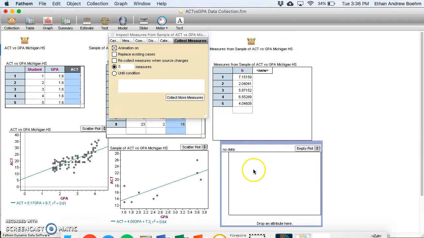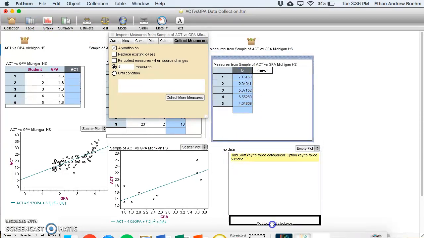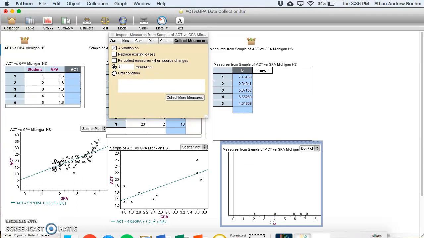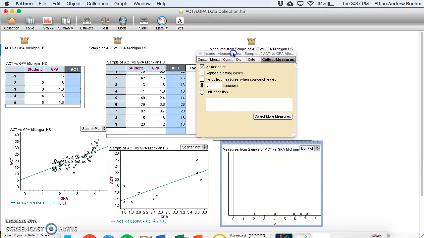The questions we might be thinking about are: what would be the center of this distribution? What would be the spread of this distribution? And finally, what would be the shape of this distribution? So I'm going to collect many, many measures. This is my measures inspector. It only did 5. Let's try to do 100 and see what happens. Turn off the animation, and let's replace what's there so I know that there's exactly 100.